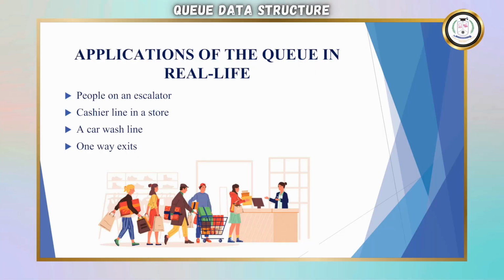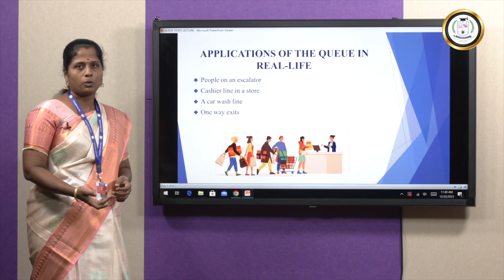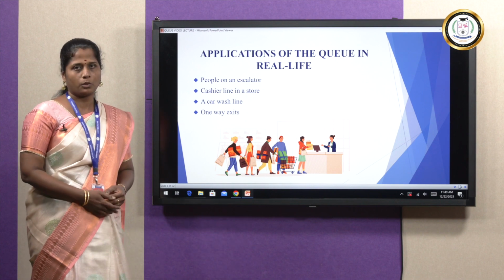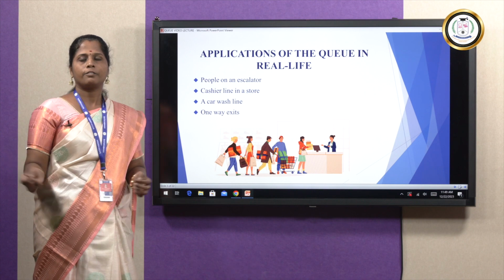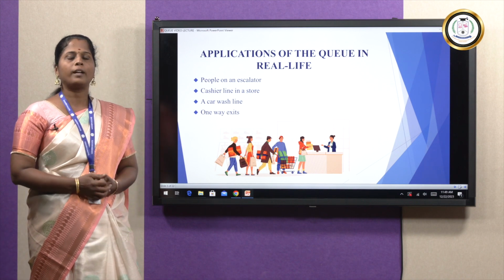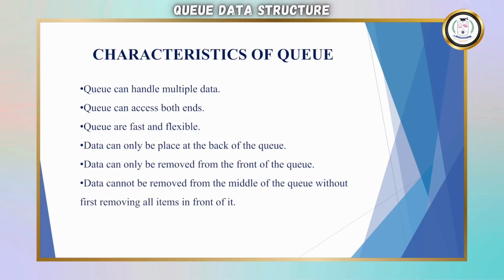Application of queue in real time scenario. So the people on the escalator form a queue, the cashier line in a store forms a queue, a car wash line forms a queue, and a one-way exit also forms a queue. Similarly, our queue data structure also has a first in first out approach to store an element in a sequential order. These are some of the characteristics of queue data structure.